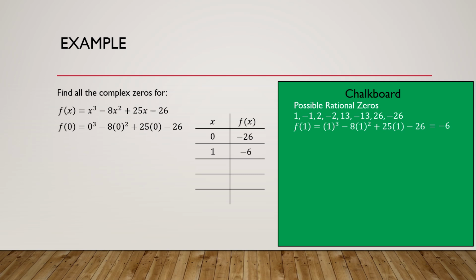Next, let's try f of 2. This is 2 cubed minus 8 times 2 squared plus 25 times 2 minus 26. This simplifies to 8 minus 32 plus 50 minus 26, which equals 0. Therefore, 2 is a zero of the function, and x minus 2 is a factor of the polynomial.